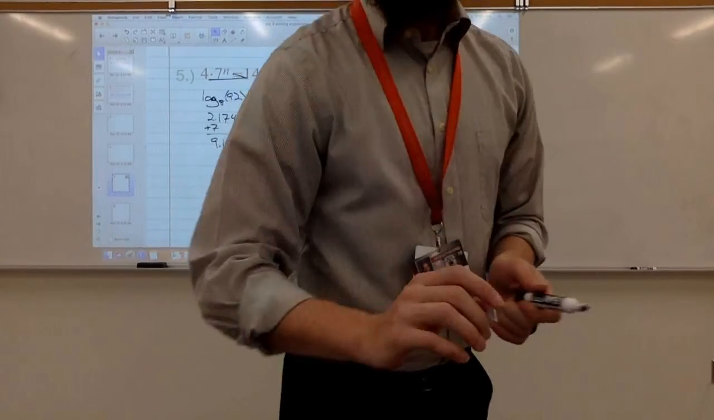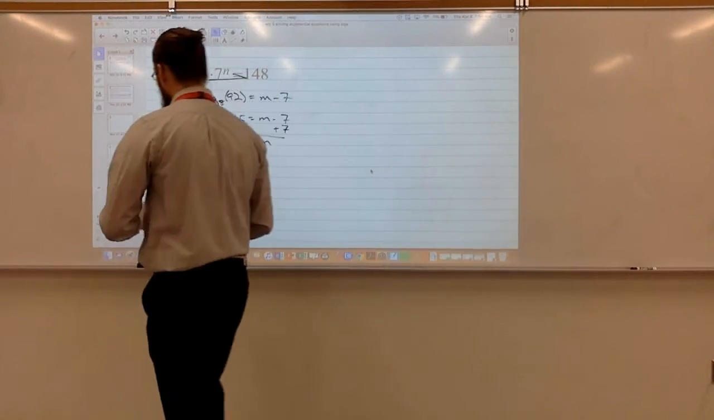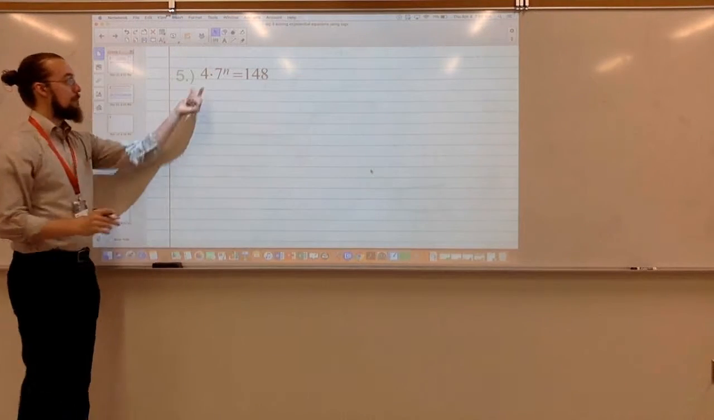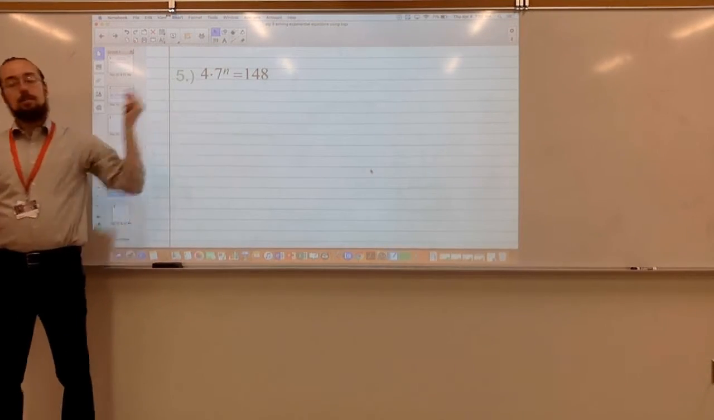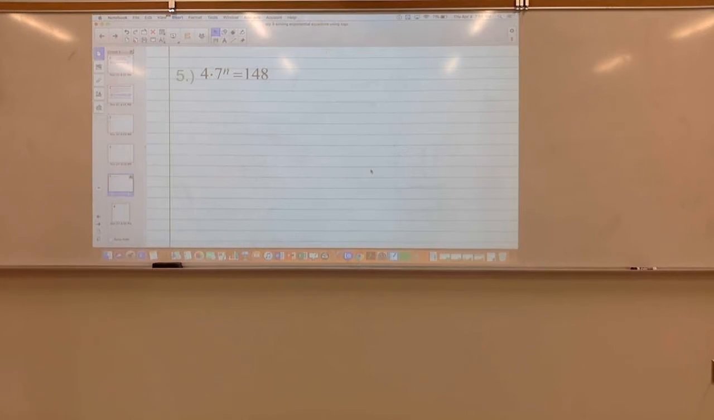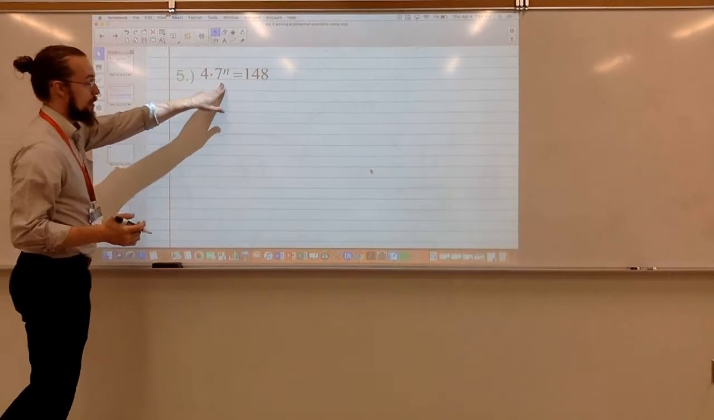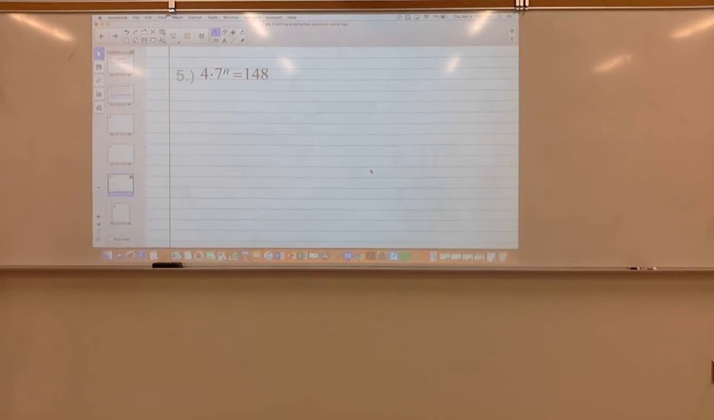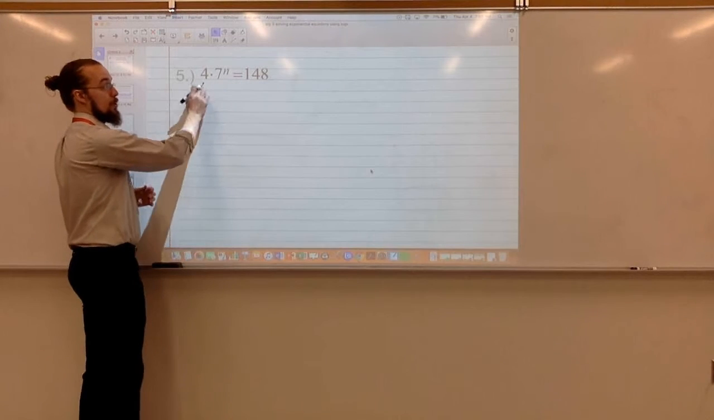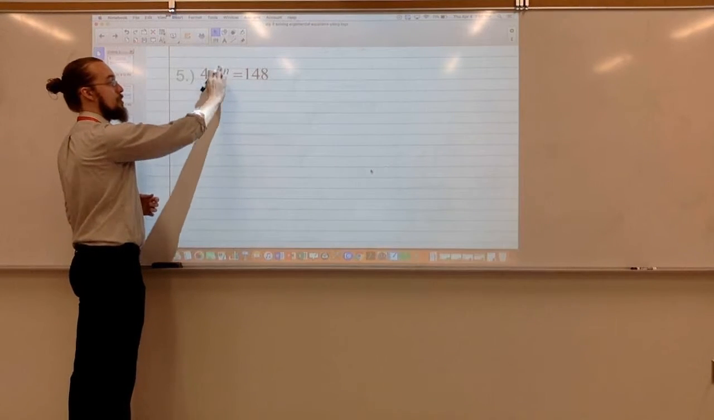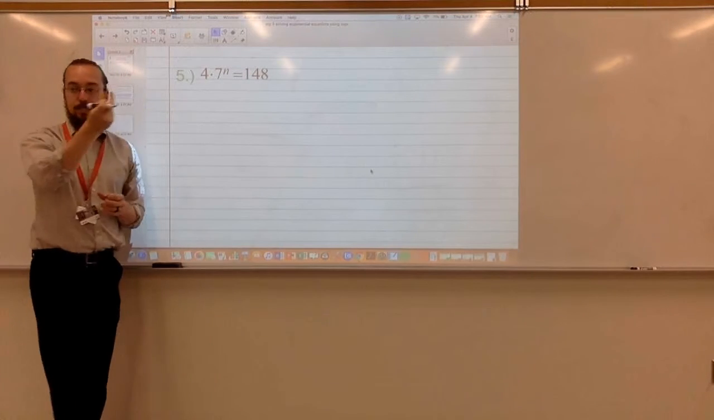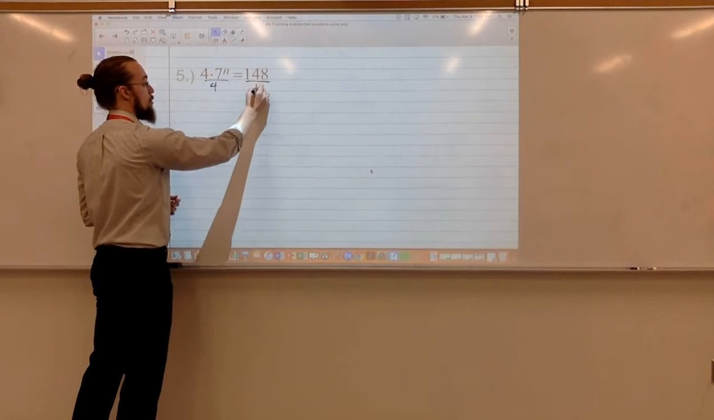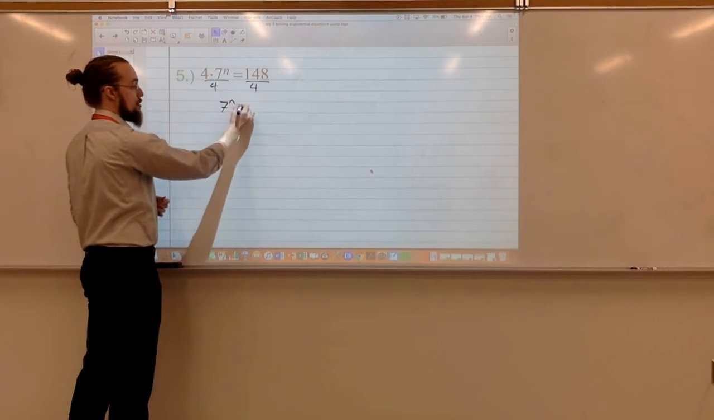Alright. On the next one, we do actually have a value that I'm multiplying the exponential by. Right? So whenever I'm multiplying the exponential by something, I need to get rid of that first before I do lazy 7. So the exponential is just this 7 to the n, just whatever thing has the exponent on it. So this 4 is not part of the exponential. So I need to divide both sides by 4 first.